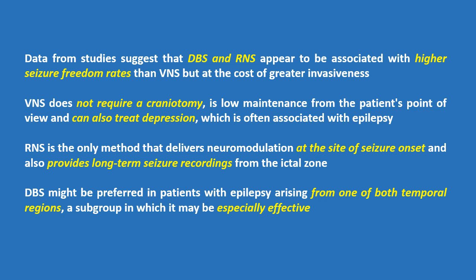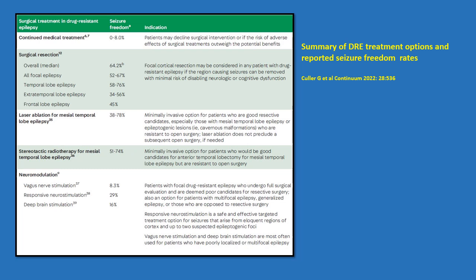RNS is the only method that delivers neuromodulation at the site of seizure onset and also provides long-term seizure recordings from the ictal zone. DBS might be preferred in patients with epilepsy arising from one or both temporal regions, a subgroup in which it may be especially effective. This figure shows a summary of DRE treatment options and reported seizure freedom rates.